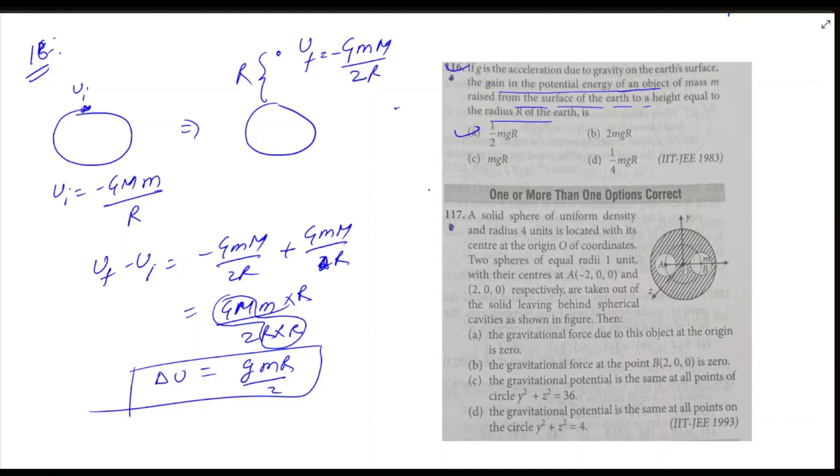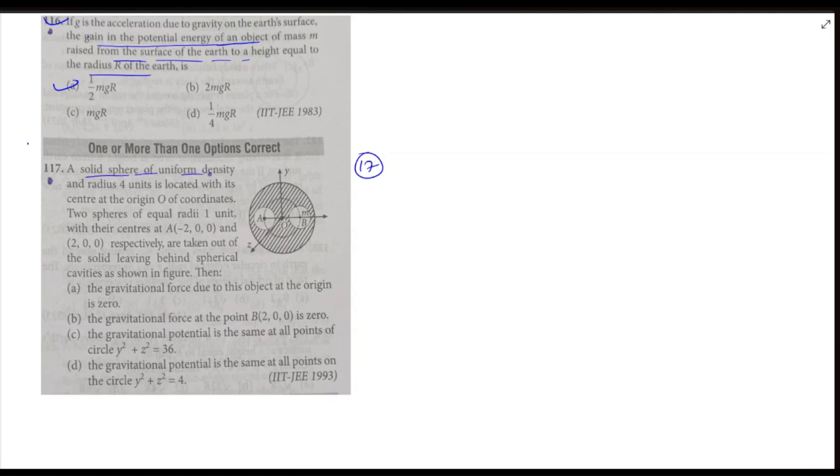Okay. Let's move on to our 17th question. So what we have here is a solid sphere of uniform density, radius 4 units, located with its center at origin O. Two spheres of equal radius a with their centers respectively are taken out. Okay. So we have removed this part.